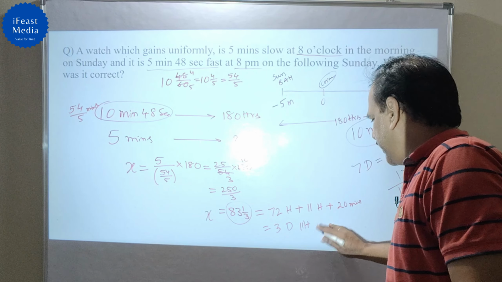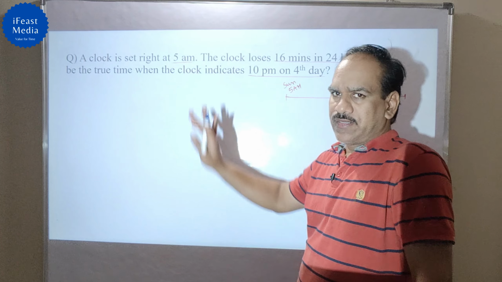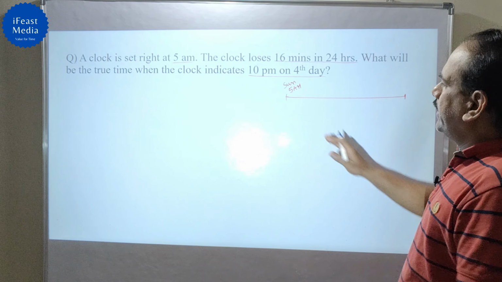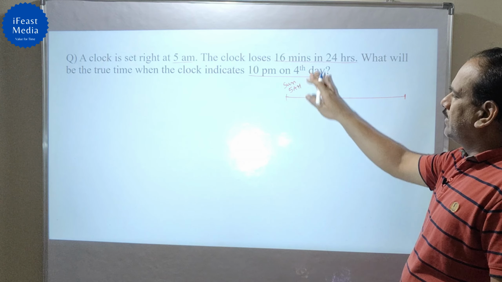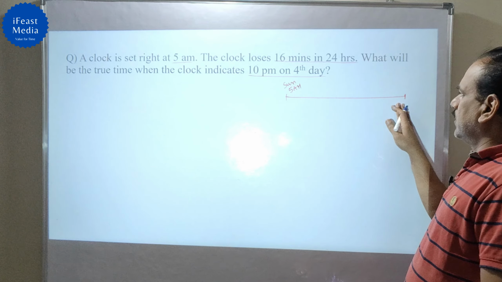on 4th day? Right? Suppose today is Sunday, for example. So Sunday morning 5 a.m. it is set right. The clock is set right. It is showing correct time. But it is actually running slow. It loses 16 minutes means it is running slow. On 4th day, 10 p.m. What is 4th day from Sunday? From Sunday, 4th day will be Wednesday. So Wednesday 10 p.m.